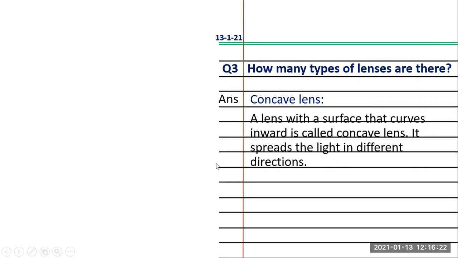Then put another heading, that is another lens, which is convex lens. Put the heading of convex lens. Heading should be very proper. And one line should be left after putting the heading. Hurry up, class.